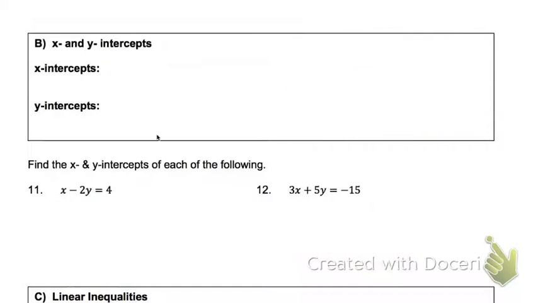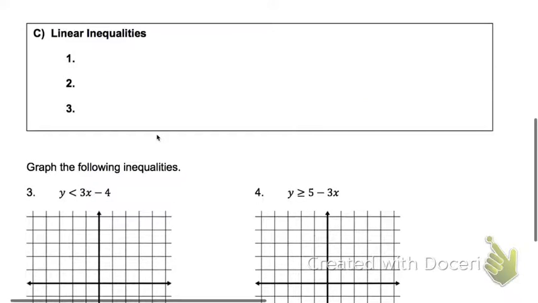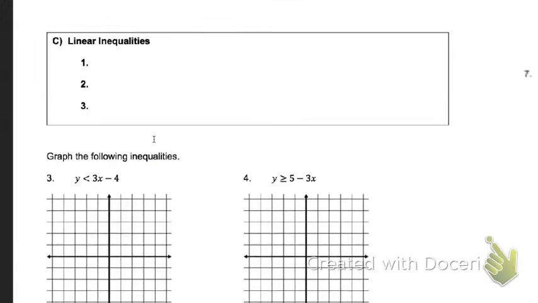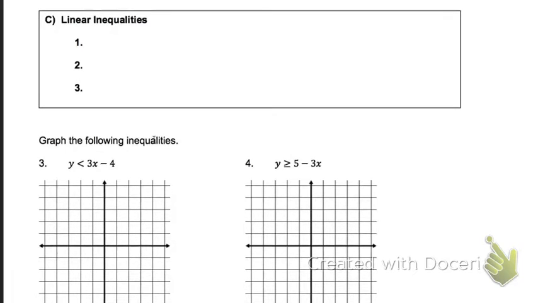The next thing is linear inequalities. So you're just graphing a line and then shading. The only difference is now whether it's a dashed line or a solid line. So the steps, you're going to graph the line. You're going to decide if it's solid or dashed.